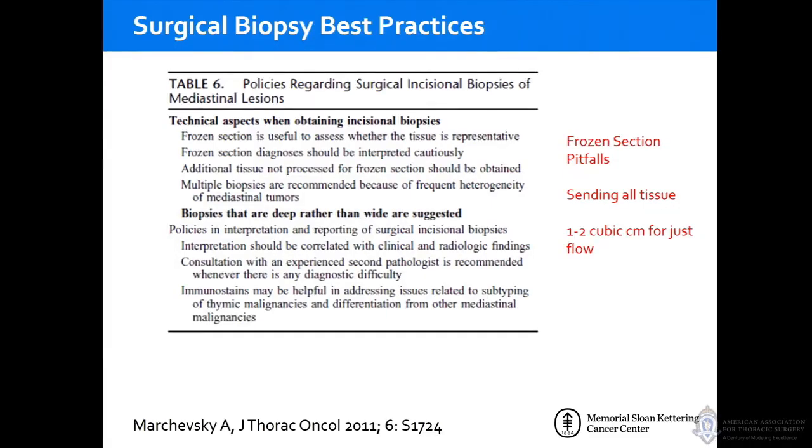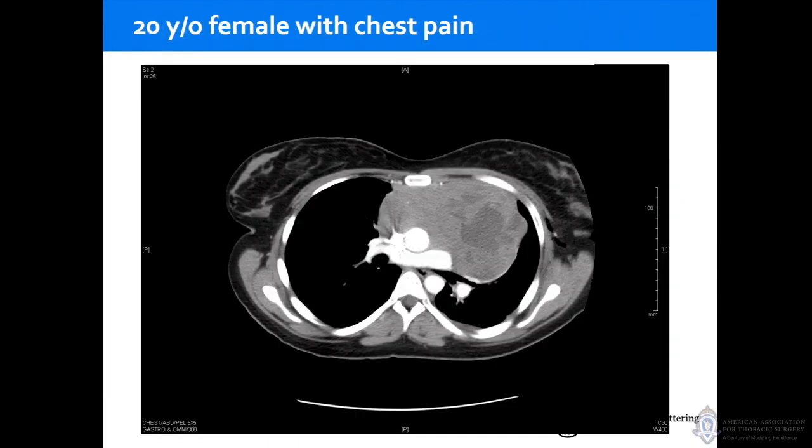Be careful about sending off that specimen, reserving some aside so that it can be sent for flow cytometry and to do all the other immunohistochemical studies that you need to do. For flow cytometry alone, they recommend having at least 1 to 2 cubic centimeters of tissue.